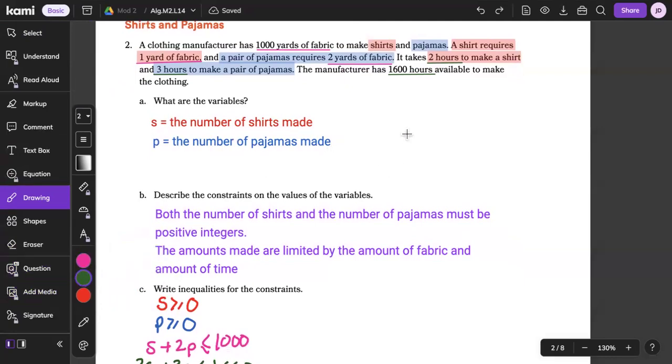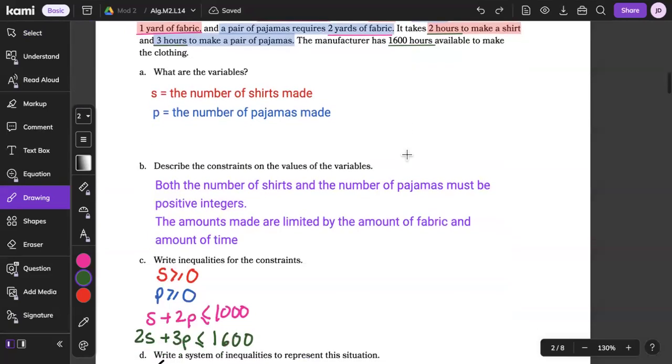And then our other constraint is the amount of time, 1,600 hours. It takes 2 hours to make a shirt, so that's 2S, and 3 hours to make a pair of pajamas, so that's going to be 3P. 2S plus 3P must be less than or equal to 1,600. And so those are all of our inequalities. There's four of them, hence the four colors.